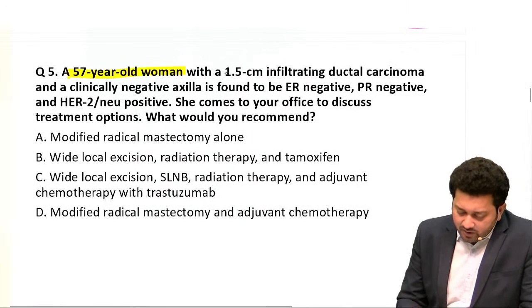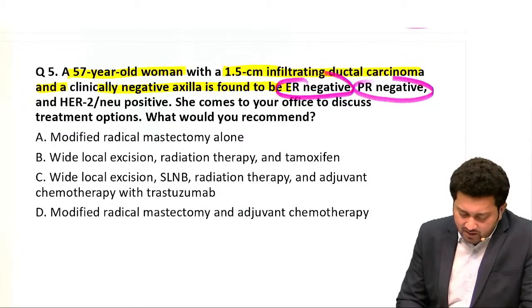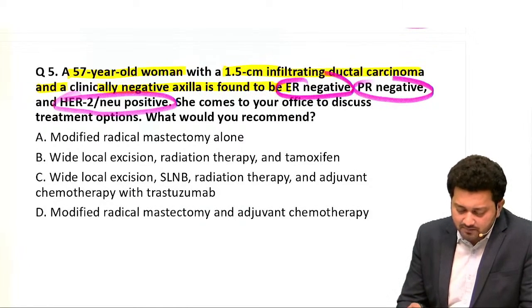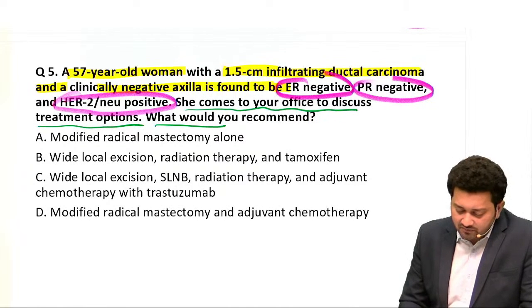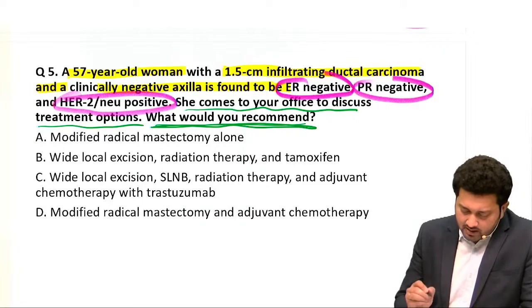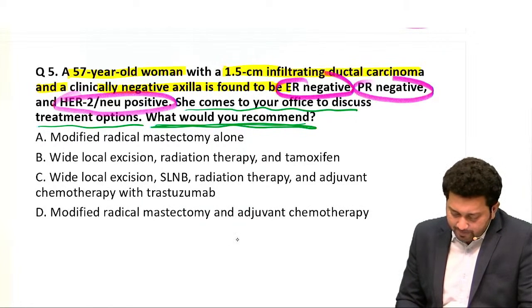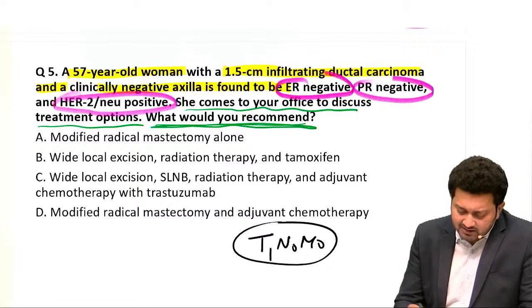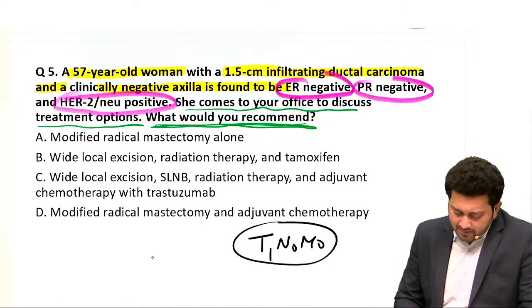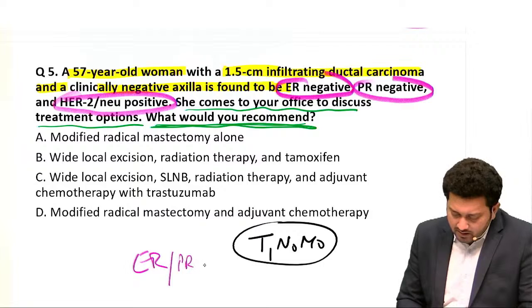57-year-old female, 1.5 centimeter infiltrating breast cancer, clinically negative axilla, and ER negative, PR negative, HER2 positive. So HER2 enriched type of molecular classification. She comes to your office to discuss the treatment options. What would you recommend? Okay, so what is this? A T1 N0 M0 looks like this, although distant metastasis is not mentioned. And the patient is ER PR negative, HER2 positive.